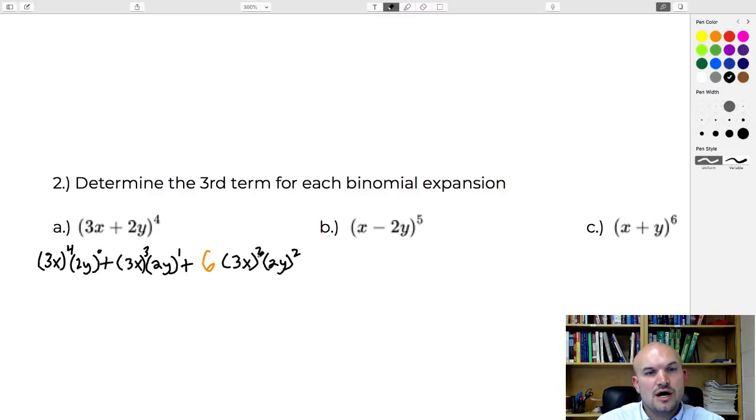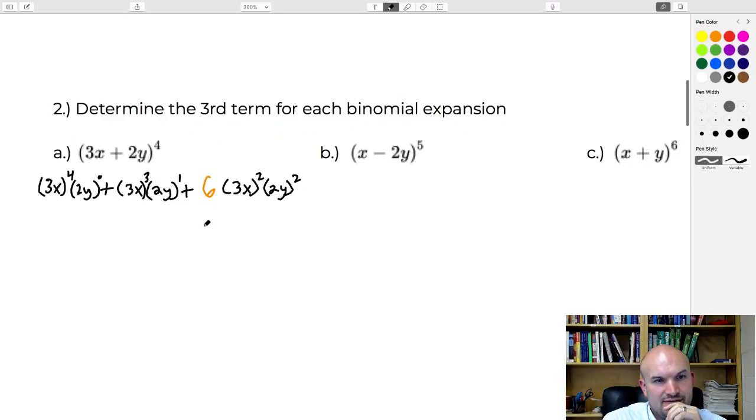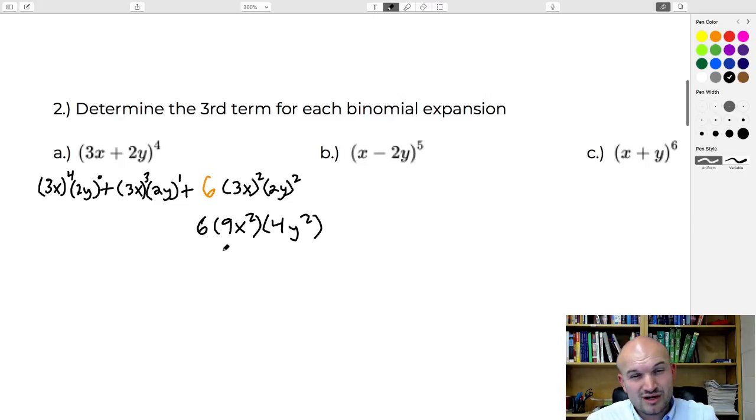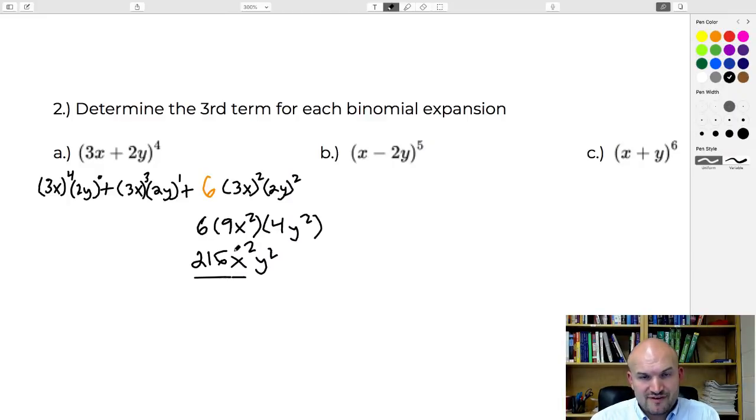Okay. So let's see here. We're going to have 3x squared is going to be a 9x squared, and then 2y squared is going to be a 4y squared. All right, now we just need to multiply all of this out. So 9 times 6 is going to be 54, times 4 is going to be 216. Hopefully I'm not doing my math in my head wrong, but 216x squared y squared. And that would be what we are looking for in that example. That is going to be the third term. So rather than doing the whole expansion, we just want to find the third term.